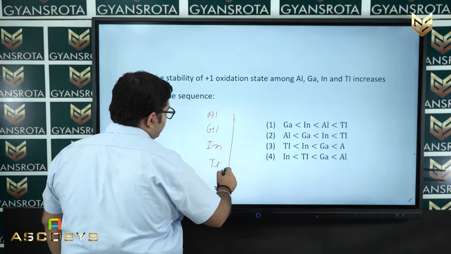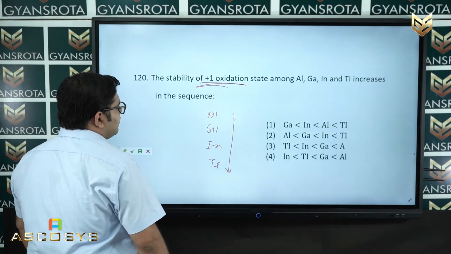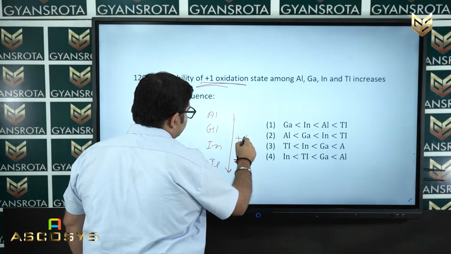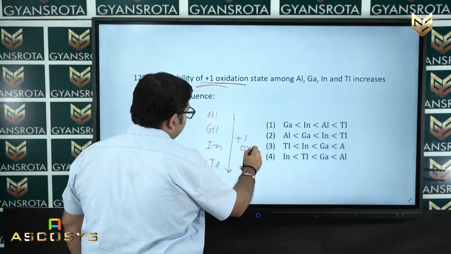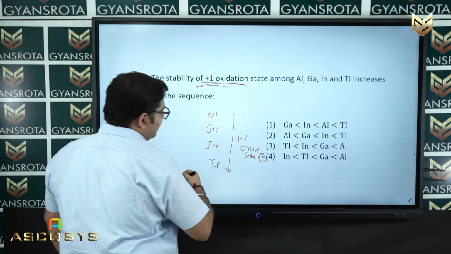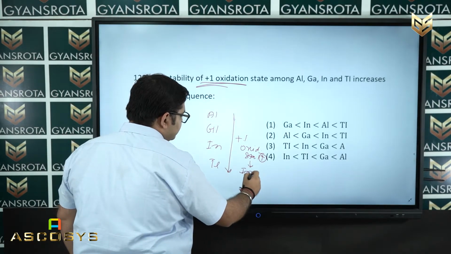Now, when you go down the group, what will happen? They ask about the +1 oxidation state. When you go down the group, the stability of the +1 oxidation state increases. Now, what is the reason? The reason is the inert pair effect.